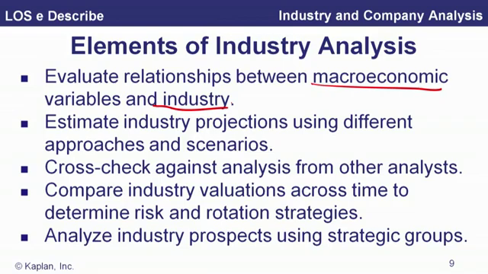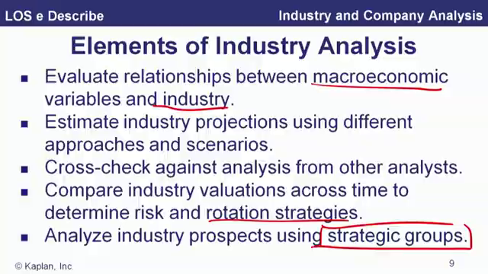How well do we understand this? What has worked in the last cycle? Those types of things, and maybe also to inform rotation strategies if you're a portfolio manager. We want to analyze industry prospects using strategic groups. And these strategic groups mean that it's an even more narrow group. We're going to put this together so that these are firms that have similar drivers of demand, similar cost drivers, similar access to capital, so that we can look at the industry prospects, but do it within a more focused sample to some extent, right?